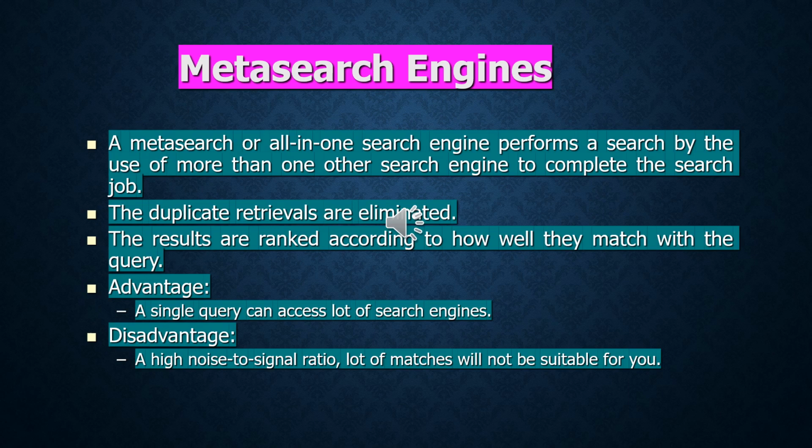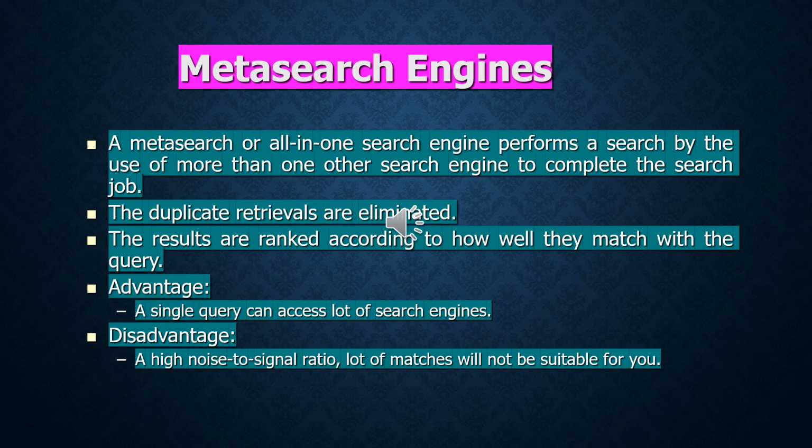The next category is the meta search engines. A meta search or all-in-one search engine performs a search by use of more than one other search engine to complete the search job. If there are duplicates, they are eliminated, and the results are ranked according to how well they match the query you sent. They have the advantage that a single query can access a lot of databases, while the disadvantage is a high noise-to-signal ratio.